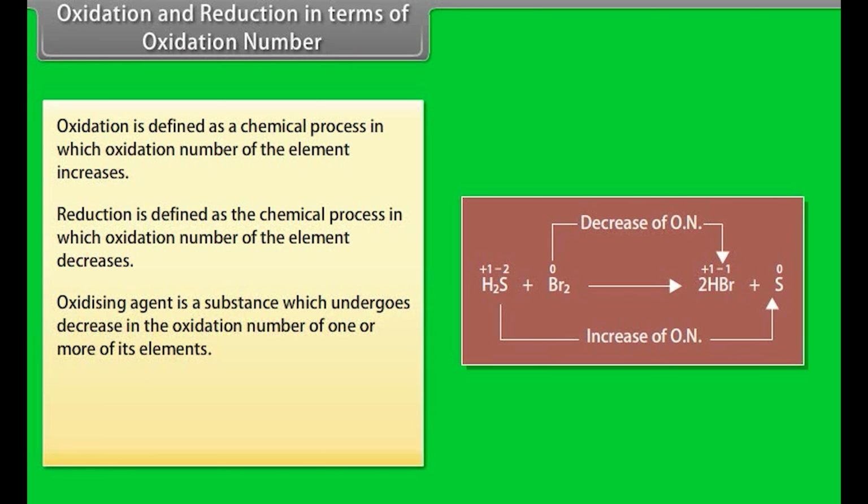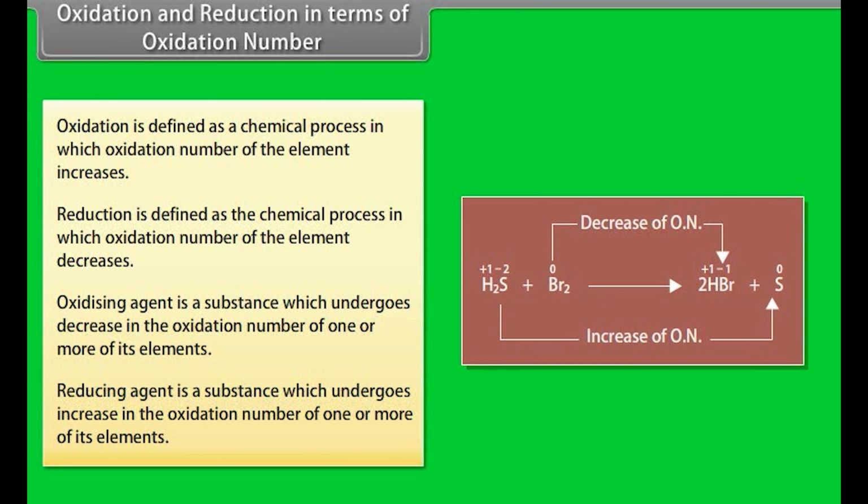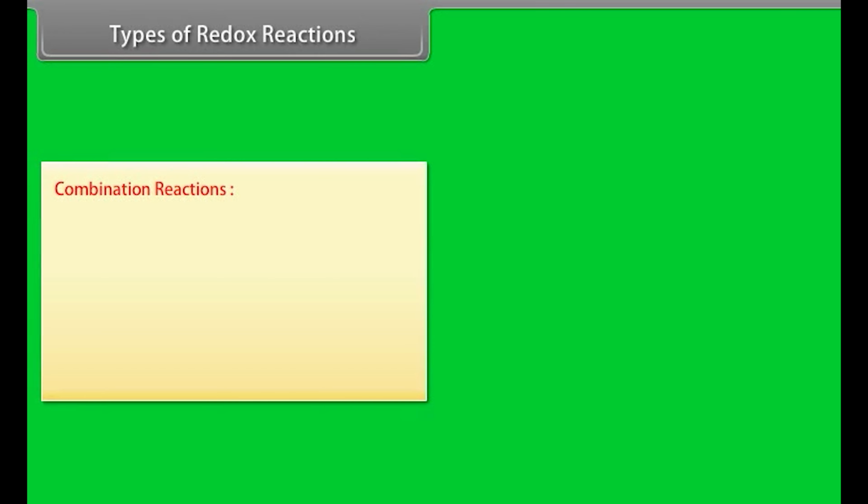Oxidizing agent is a substance which undergoes decrease in the oxidation number of one or more of its elements. Reducing agent is a substance which undergoes increase in the oxidation number of one or more of its elements. In this example, H2S is a reducing agent, while Br2 is oxidizing agent. Types of redox reactions. Combination reactions.